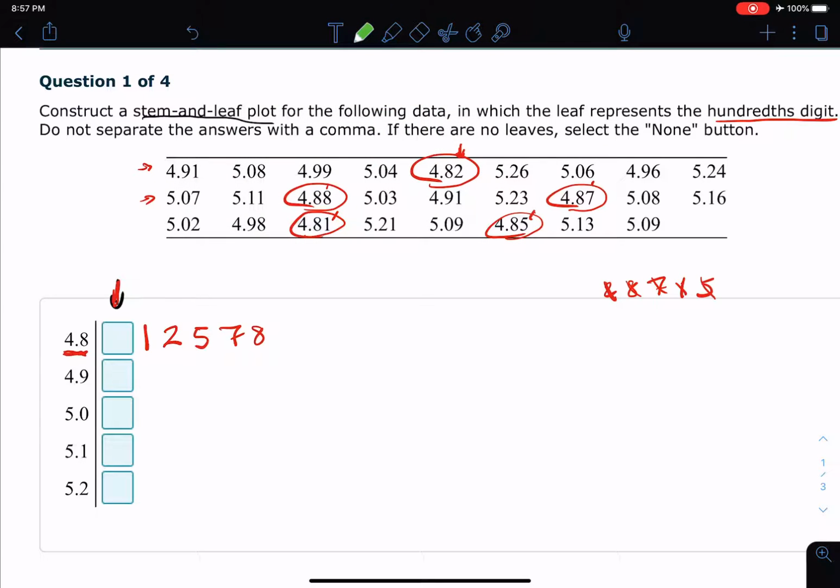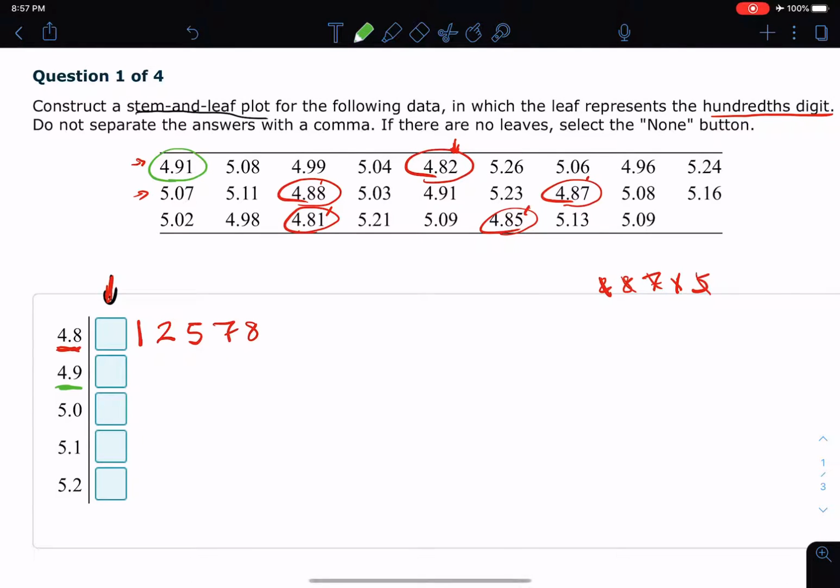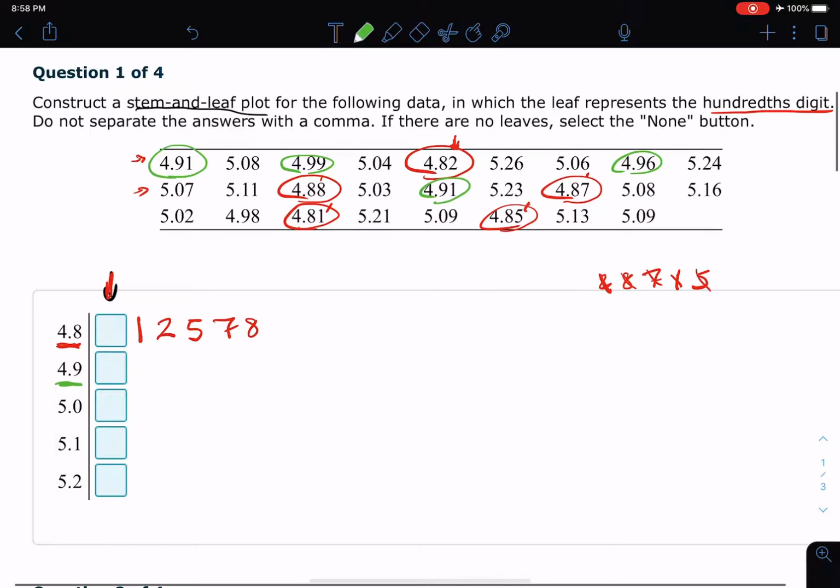So now I'm looking for the 4.9s. Well, I've got one right here, and I've got one right here, and I've got another 4.96 there, and I've got another 4.91, and I think one more 4.98. 1, 2, 3, 4, 5. I think I got them all.